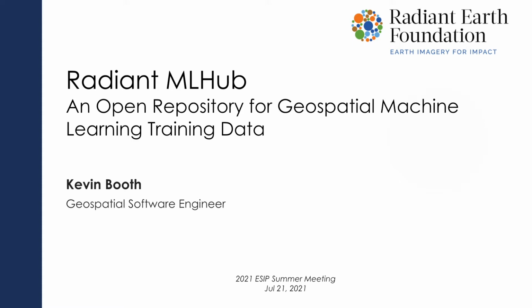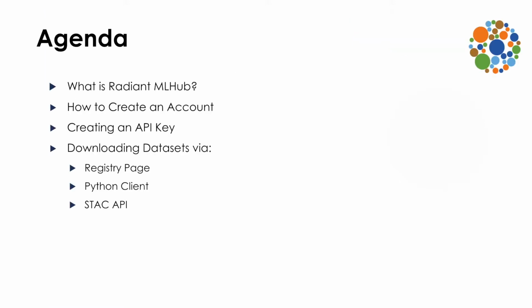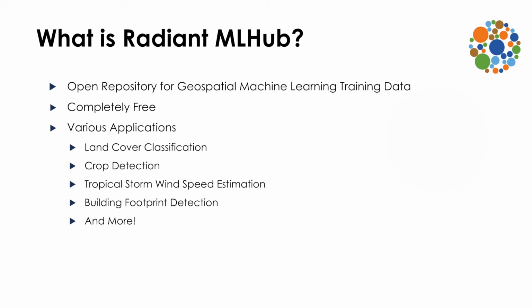I'm going to be talking about Radiant MLHub. So first off, I'll go over what is Radiant MLHub, then I'll cover how to create an account, and then with that account, how to create an API key, and then lastly, how to download datasets via three different methods. The first is our registry page, second is our Python client, and lastly, through our STAC compliant API. So what is Radiant MLHub?